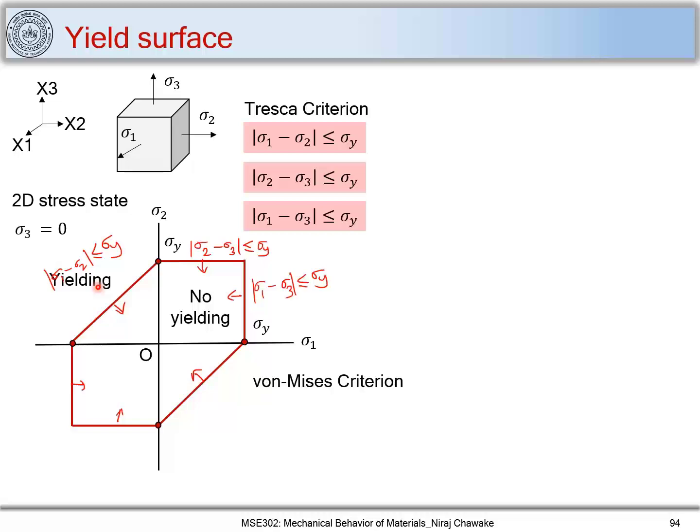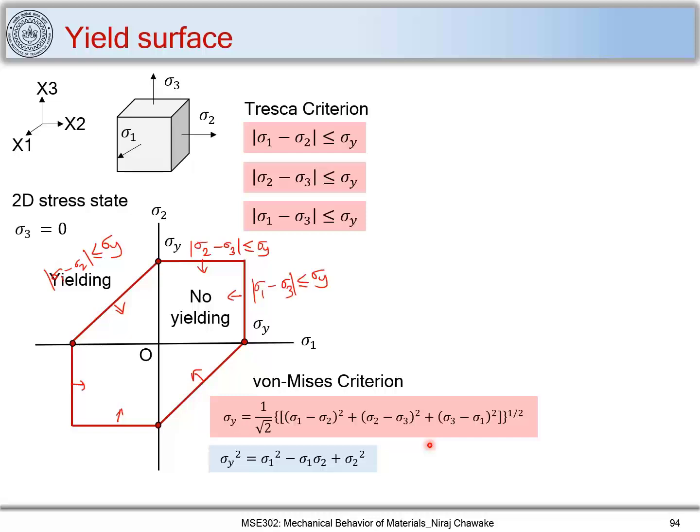Now let's consider von Mises criteria. According to von Mises criteria, we have figured out that sigma y is equal to 1 upon root 2 into the square root of (sigma 1 minus sigma 2) square plus (sigma 2 minus sigma 3) square plus (sigma 3 minus sigma 1) square. So we have seen this relation. Now let's consider this a 2D stress state and put sigma 3 equal to 0. So I can find that sigma y square is equal to sigma 1 square minus sigma 1 sigma 2 plus sigma 2 square. This is the relation which you get.